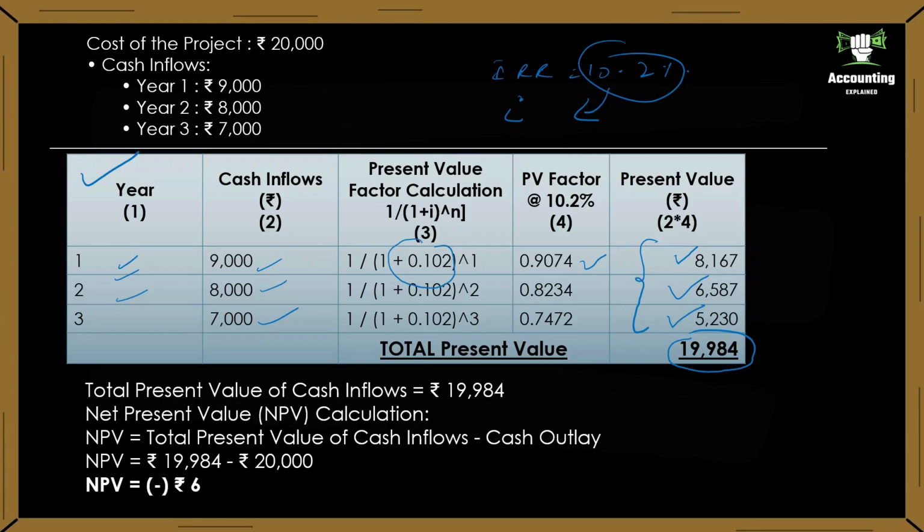Next we find out the NPV: total present value of cash inflow minus cash outlay. So the cash inflow which we have calculated as 19,984 minus 20,000. Now you get NPV as minus 6, which is almost equal to 0. Okay, so this minus 6 is negligible. Now we can take IRR equal to 10.2% as correct for our question.